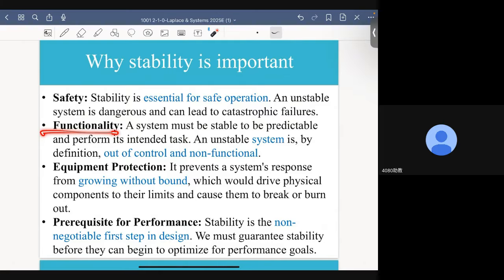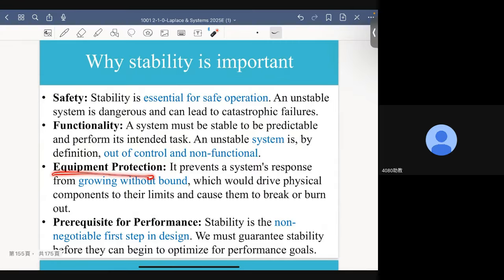And the second thing is it has also everything to do with functionality. A system must be stable to be predictable and perform its intended tasks, which means an unstable system is by definition out of control and non-functional. Okay, so when it comes to control, of course, we need the system to be controllable, to function, but if we encounter instability, that destroys everything.